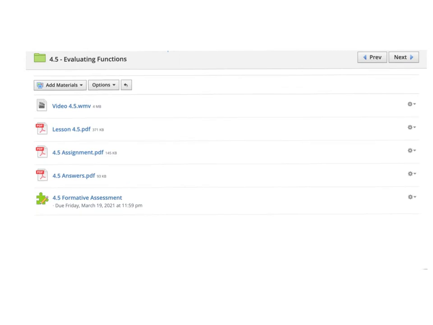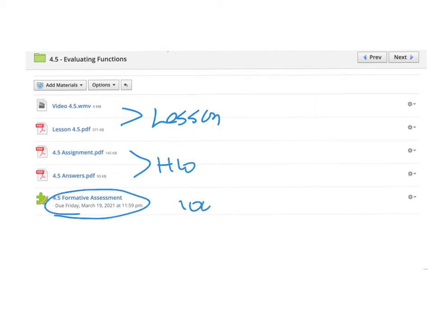Then we have 4-5. Here's our lesson. Here's our homework and the formative assessment. Again, 100%. And this also has to be done by March 19th. Sorry for the bad handwriting.